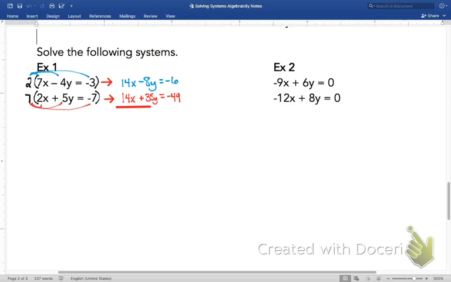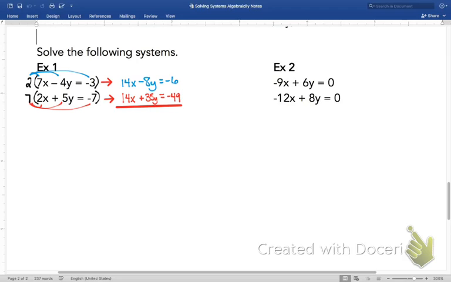Now, I usually just draw a line underneath it because I'm just going to do simple adding and subtracting. Now, I have a 14x and a 14x, so I either need to eliminate by addition or subtraction. How am I going to get the x's to eliminate or go away? Do I need to add them or do I need to subtract them? Subtract them, okay? So if I subtract, that means I have to change every single sign on the bottom.